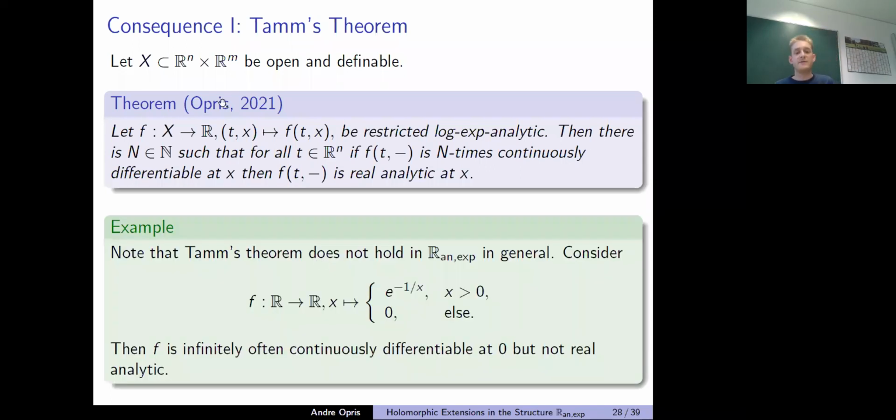And an example here would be that Tamm's theorem does not hold in R_an(exp) in general. Consider this function here, e to the power of -1/x, as we've seen above. Then we see that f is infinitely often continuously differentiable at 0, but actually not real analytic. So this is a counterexample for this theorem above.